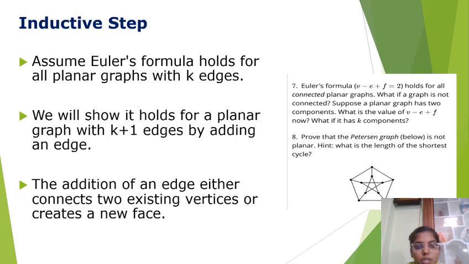Inductive step. Assume Euler's formula holds for all planar graphs with k edges. We will show it holds for a planar graph with k plus 1 edges by adding an edge. The addition of an edge either connects two existing vertices or creates a new vertex.